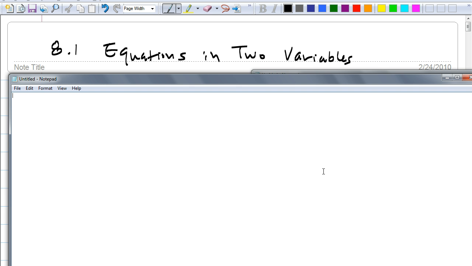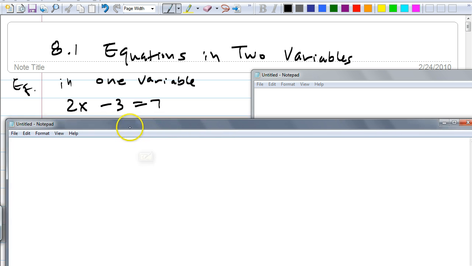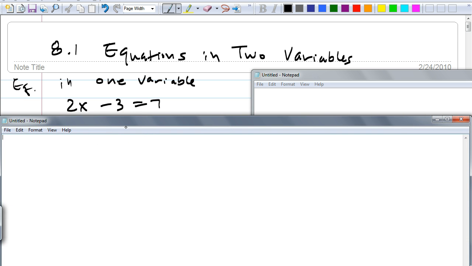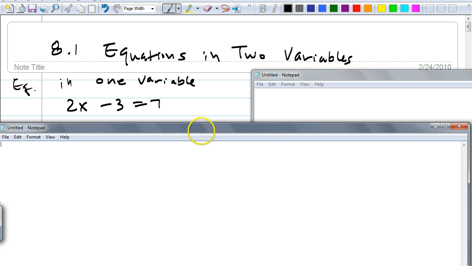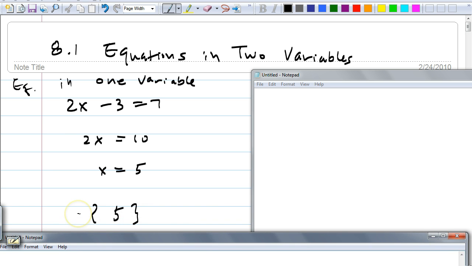All right, so let's first review how we normally solve an equation in one variable. Something like this, 2x minus 3 equals 7. You all know how to solve this, don't you? All you have to do is add 3 to both sides and divide both sides by 2, you get x equals 5. And of course you could write it in set notation using braces, like that.